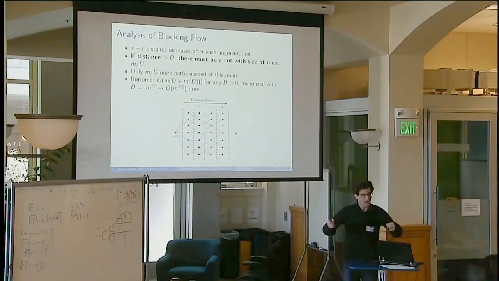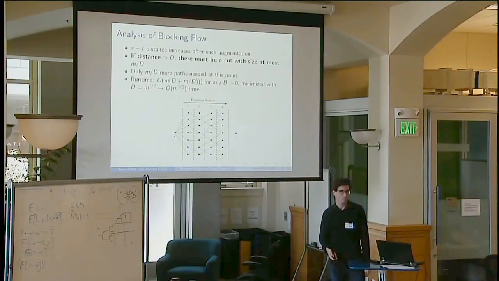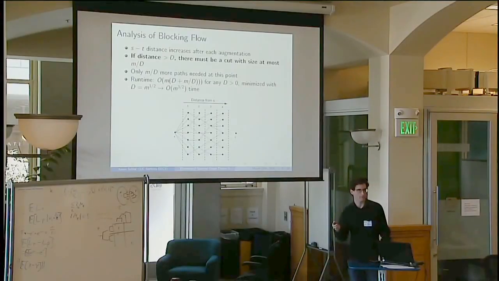So the punchline here is that by exploiting graph structure, this relationship between distance and cut size, we were able to get a faster max flow algorithm. Any questions about this so far?